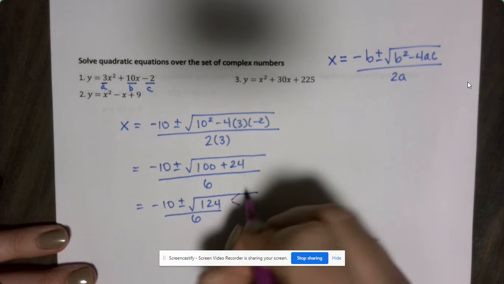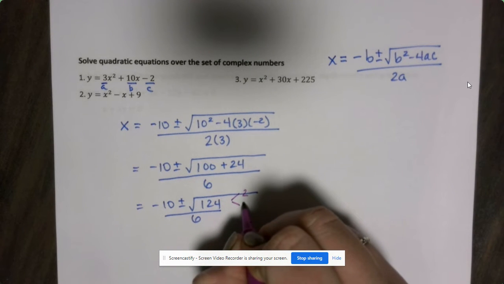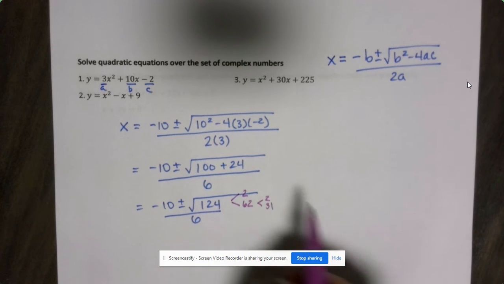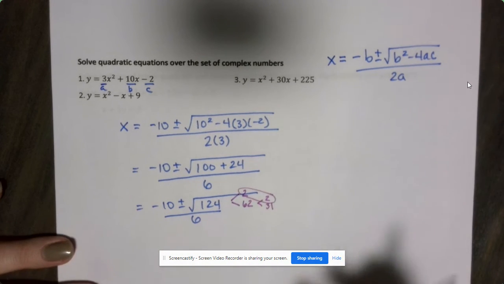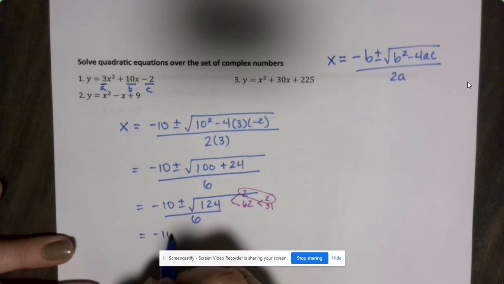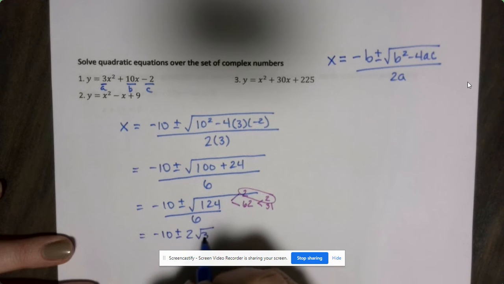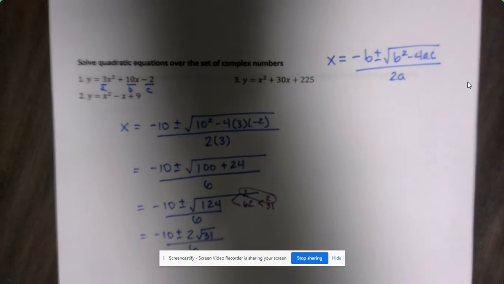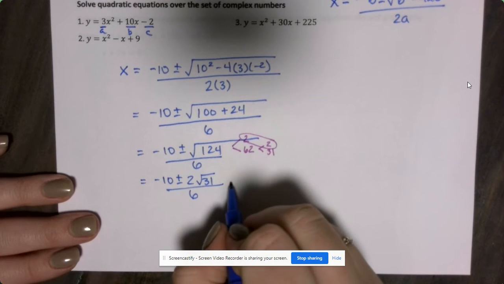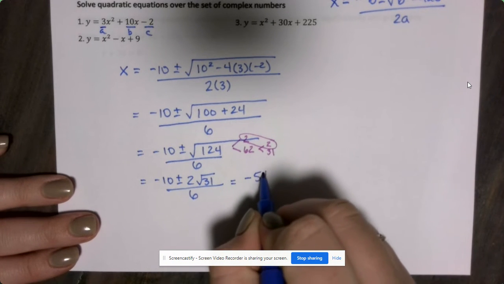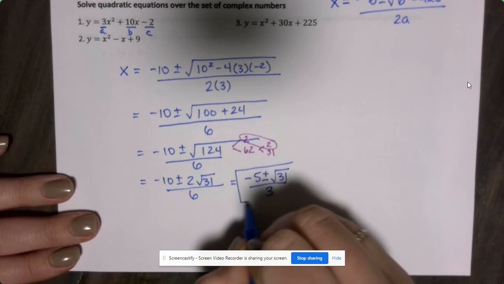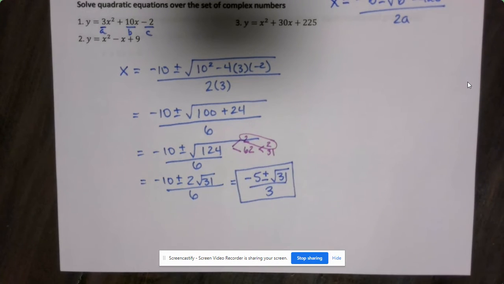So 124 is 2 times 62. 62 is 2 times 31. We can pull these 2's out right here. So we've got negative 10 plus or minus 2 square root of 31 all over 6. Now, negative 10, 2, and 6 all have something in common. They have a 2 in common, so we can simplify this to negative 5 plus or minus the square root of 31 all over 3. That is our answer. That is what x equals.